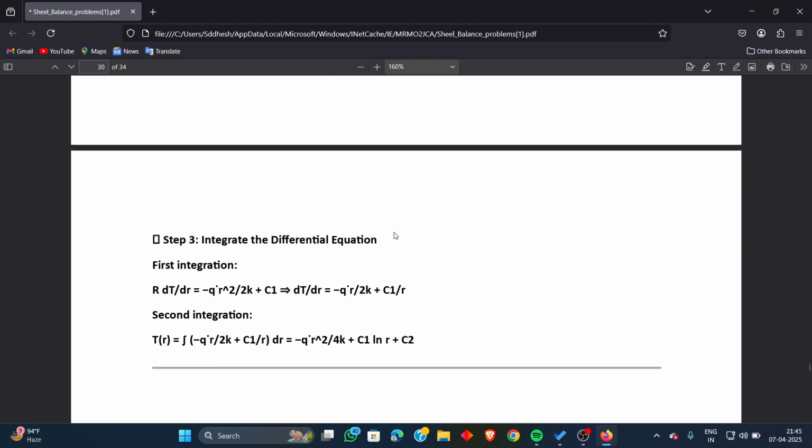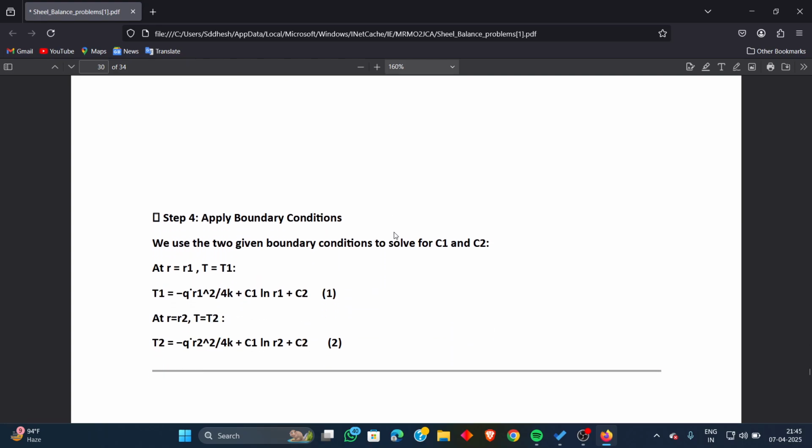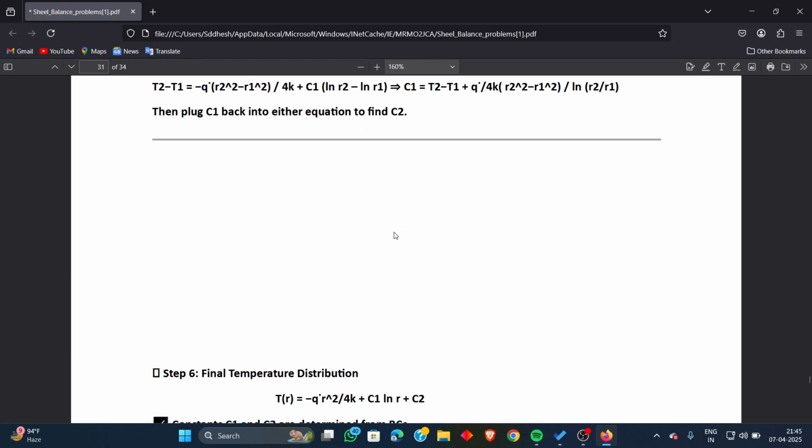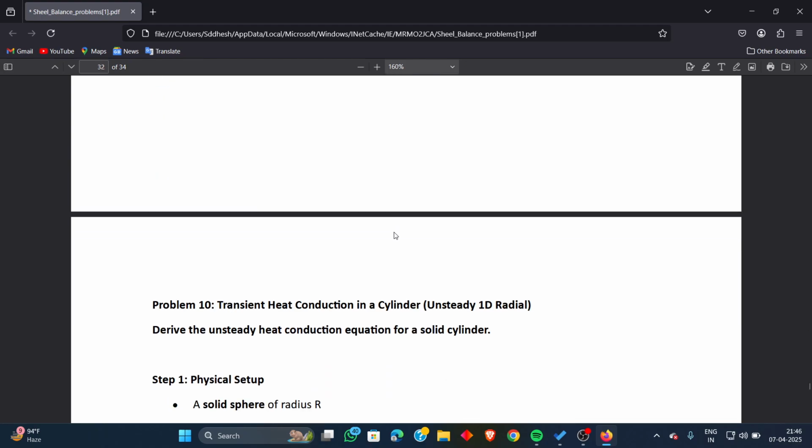Step 3, integrate the differential equation. Step 4, apply boundary conditions. Step 5, solve for the constants. And step 6, final temperature distribution. After the final temperature distribution, the temperature varies logarithmically and quadratically. Maximum or minimum temperature will depend on the relation between T1, T2 and the amount of heat generation.